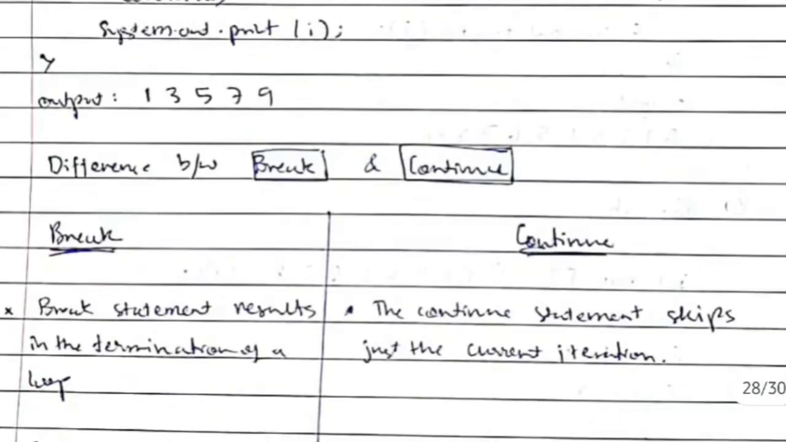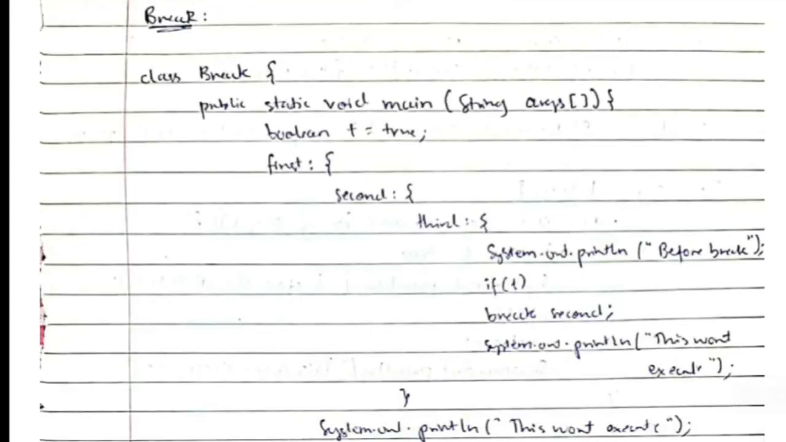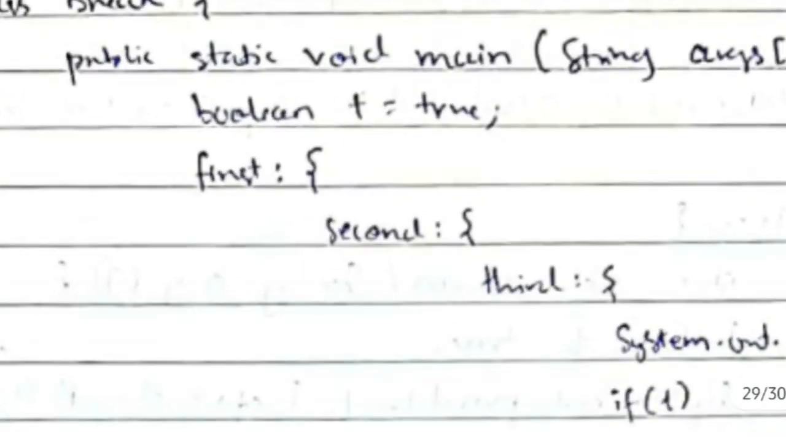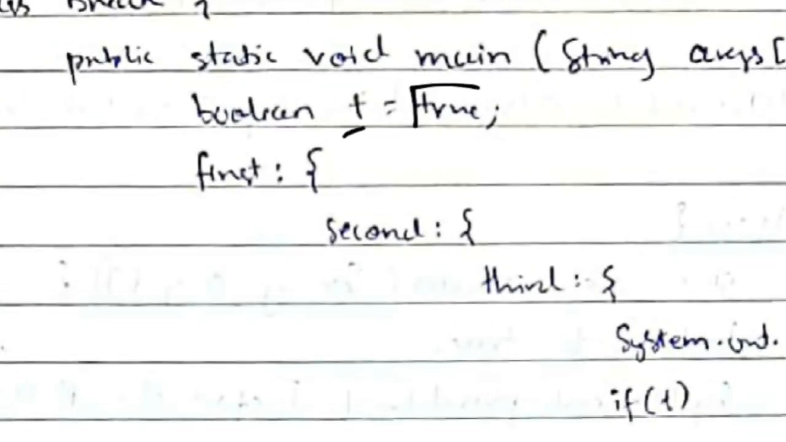Let's see by using an example. For the break statement, I have a class Break here, which has void main and no other functions, and I have one data member, which is boolean t. So t will store the value true here. I have defined t to be true.